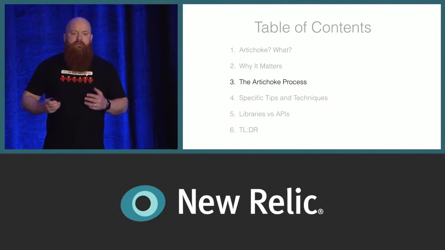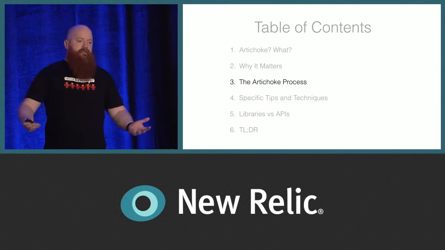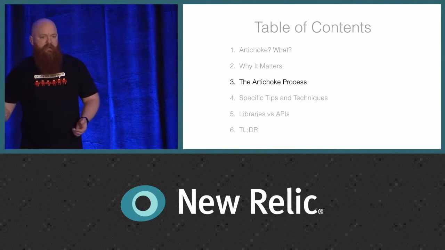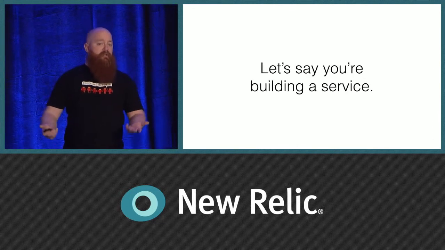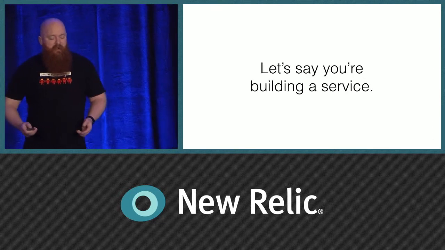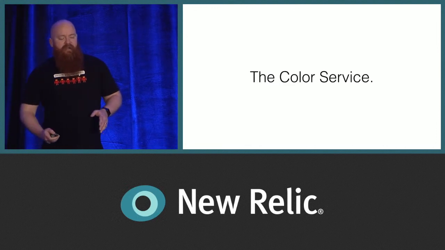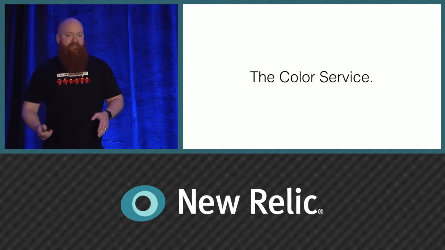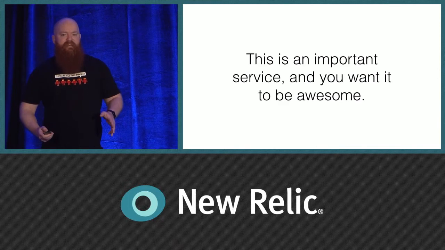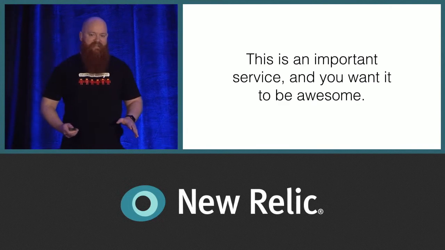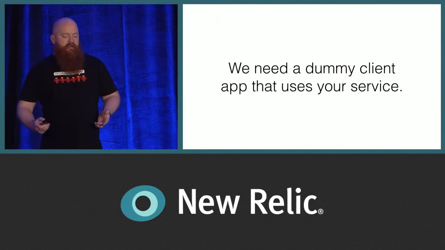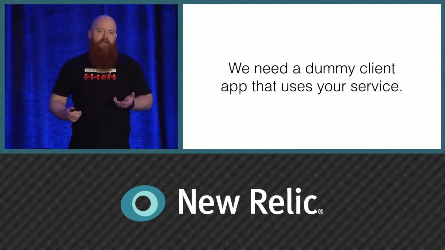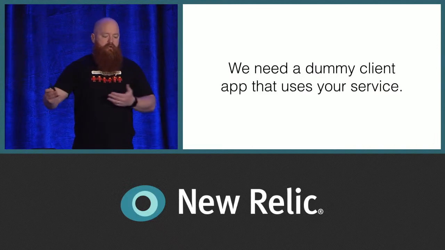So, how do we actually create usable products? What's a good process to go through? Let's take a hypothetical example. Not too hypothetical, because all I'm saying is that you're building a service. Most of us are. And in this particular case, we're going to call it the color service. The color service keeps track of users' favorite color. Obviously, that's incredibly important. Everybody in the company is going to need this, so we need it to be very usable. To test the integration process, we need some dummy app that will use your color service.